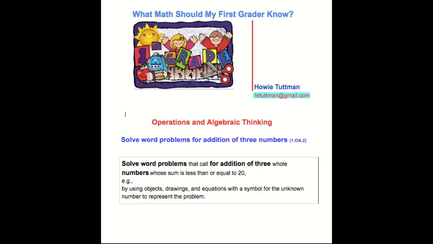If you're interested, here is the complete standard that this video, Solving Word Problems for Addition of 3 Numbers, is based upon. Solve word problems that call for addition of 3 whole numbers whose sum is less than or equal to 20. For example, by using objects, drawings, and equations with a symbol for the unknown number to represent the problem.